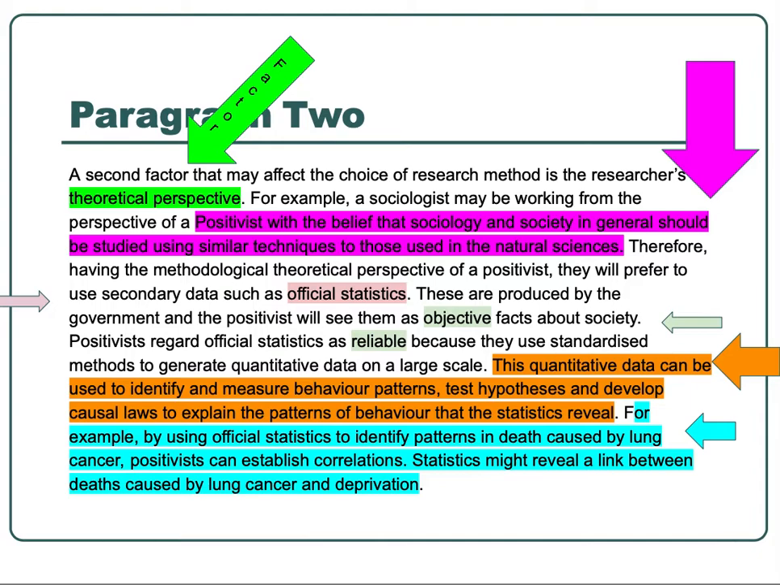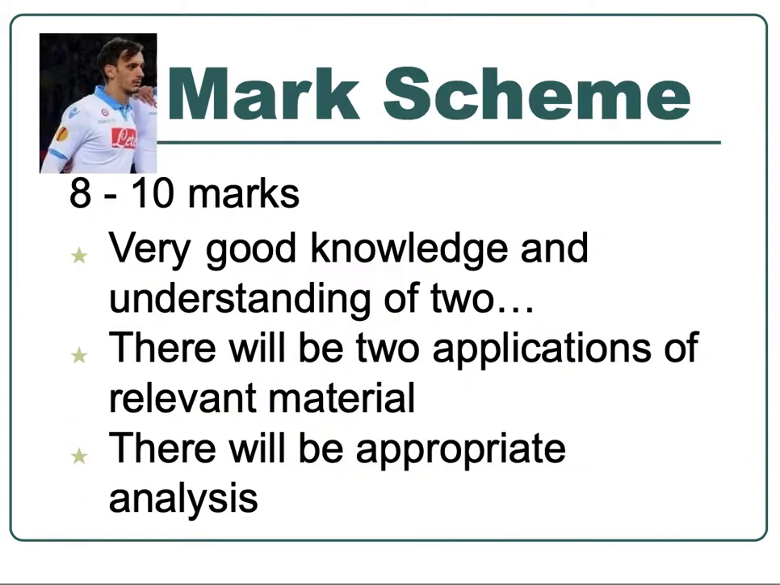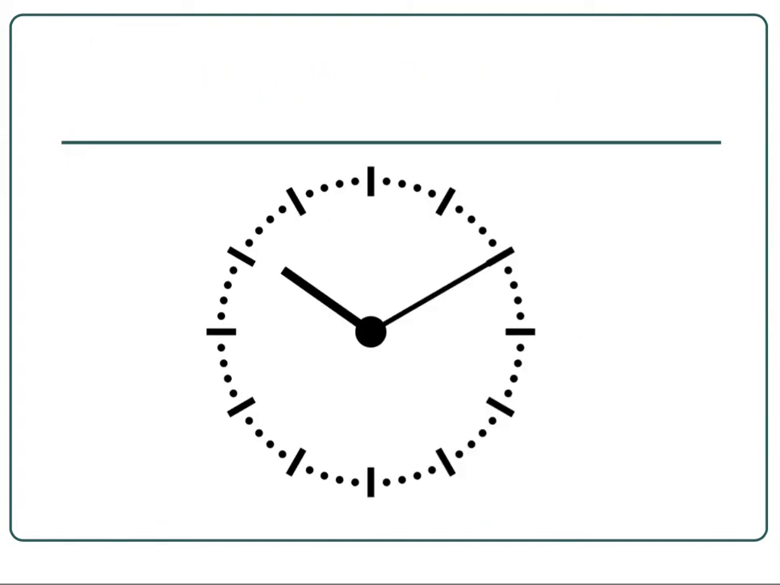We don't have a link back to the question in this one as we do in paragraph 1. Room for improvement perhaps, but does it satisfy the requirements of a top mark band answer? If this was done under time conditions in an exam, does it have good knowledge and understanding of 2, in this case, factors? It does. Does it apply that knowledge with appropriate analysis? And I think in this case, it does hit those targets. So I'm going to give it 10 out of 10.